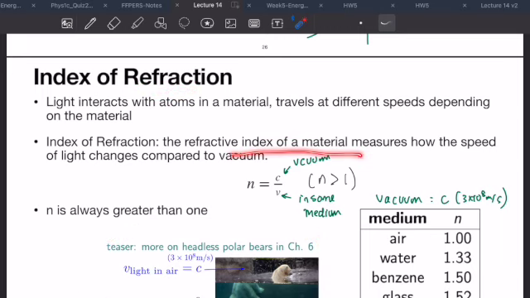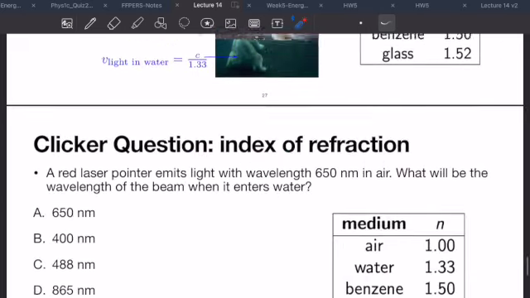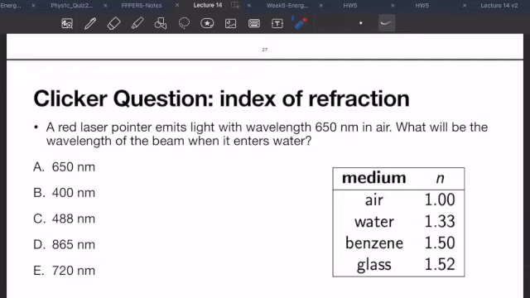But for now, this is our takeaway here: n is the ratio between the speed of light in vacuum and the speed of light in the medium. Let's take a look at this question. So if you can, go ahead and pause the video and try this problem on your own, and then I'll go ahead and go over it.